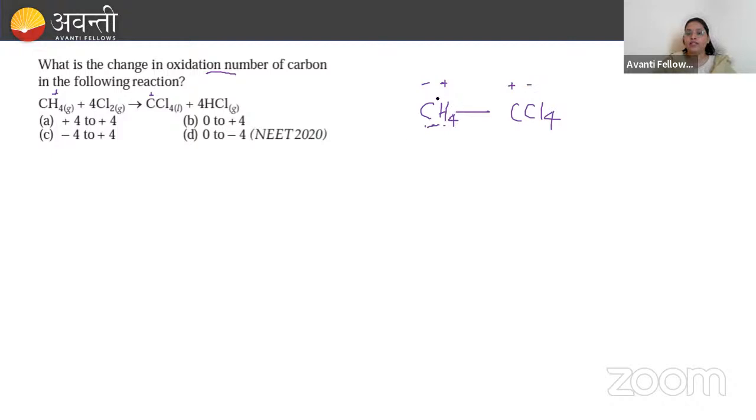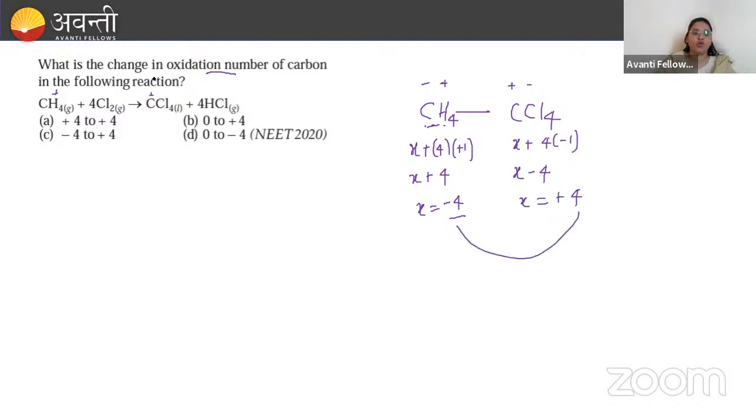Now in order for these molecules to be neutral, we need here 4 H+, meaning 4 hydrogens are present. If we don't know the oxidation number of carbon, you can write X plus 4 into +1. So what is the oxidation number for carbon here? -4. And here X plus 4 chlorines are there and their oxidation number is -1. So you can calculate that the change in carbon's oxidation state is from -4 to +4. That is your option number C.